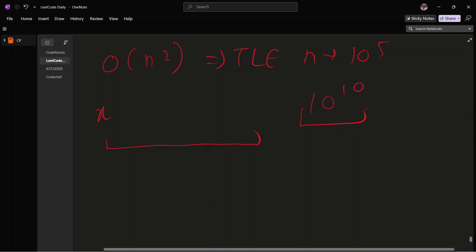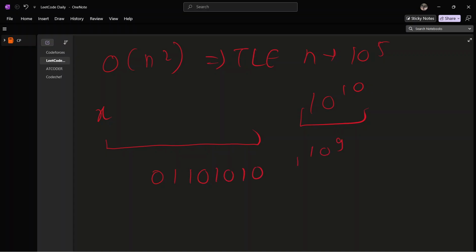Let's think in terms of bits, right? If I represent, let's say, x in number of bits, it will be somewhat like this, right? The number is up to 10 to the power 9, so it will have at max 30 bits, right?